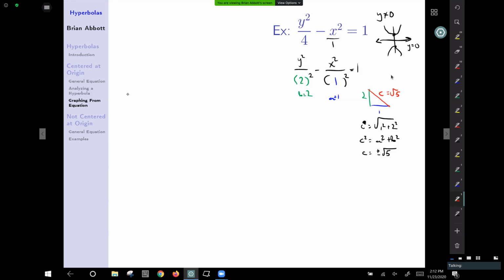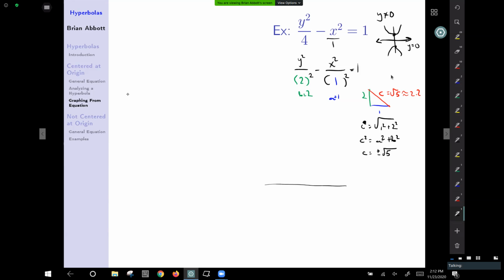Which we're going to approximate as, I don't know, 2.2, I think. Sounds reasonable. Don't hold it against me if I'm off a little bit. I don't have a calculator in front of me. So, ready, steady, and go. Yep, 2.2 is a good approximation anyway. We know a, we know b, we know c. From here we can graph our hyperbola. So let's do it right down here.